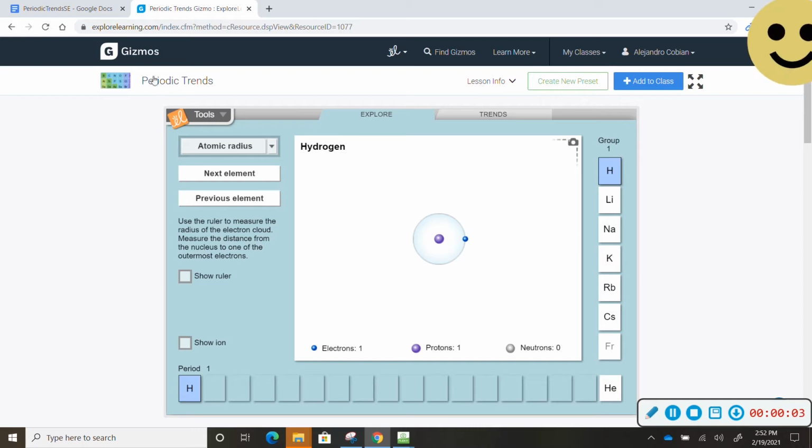We're going to be using Gizmos to understand periodic trends a bit better. We're going to be going over atomic radius, ionization energy, and electron affinity. So we'll see how all three of these items are interrelated and how they are influenced by the subatomic particles, which are electrons, protons, and neutrons.